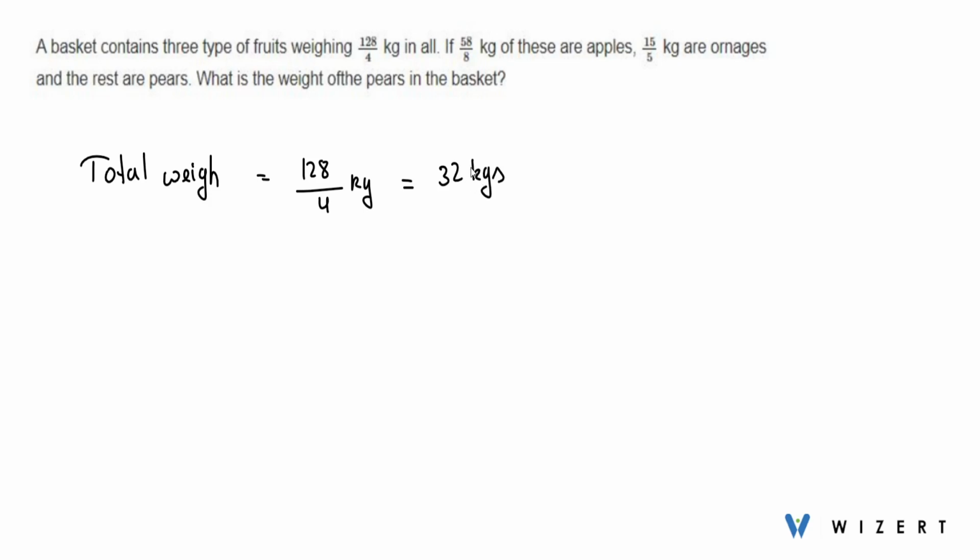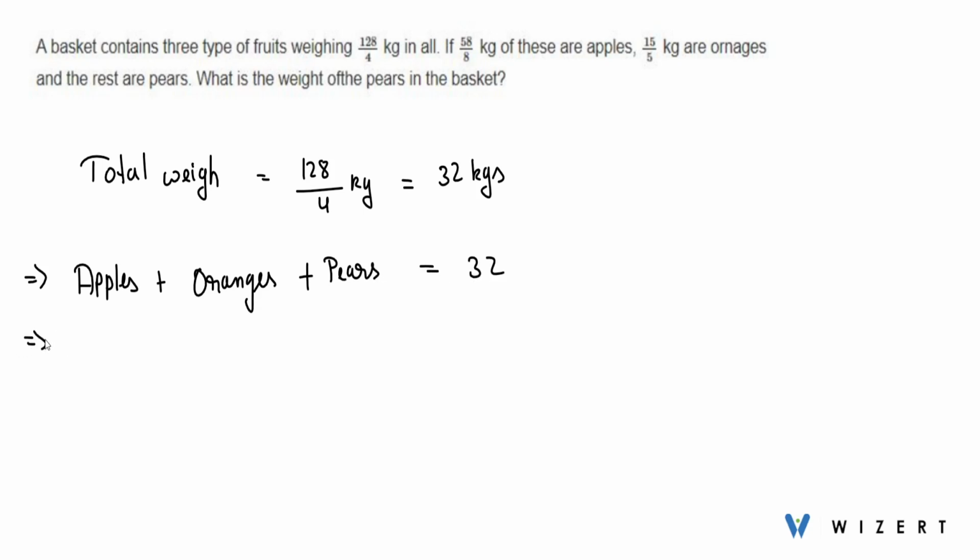Now the total weight of all the apples is 58 upon 8 kgs and total weight of all the oranges is 15 upon 5 kgs. So we have to find the total weight of pears. So the total weight is composed of apples, oranges and pears, and it is equals 32 kgs.